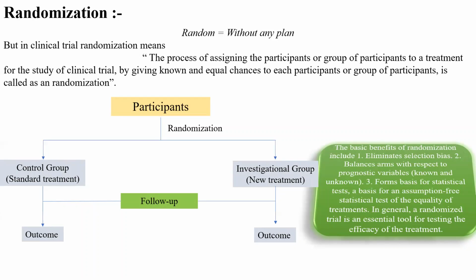First and most important, it eliminates the bias. It maintains the balance between prognostic variables. In general, if we do randomization, it is the essential tool to show the efficacy of the treatment.